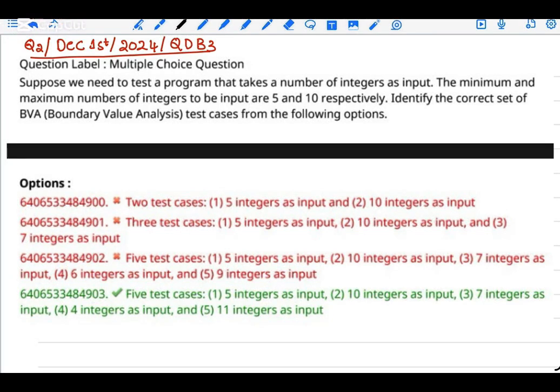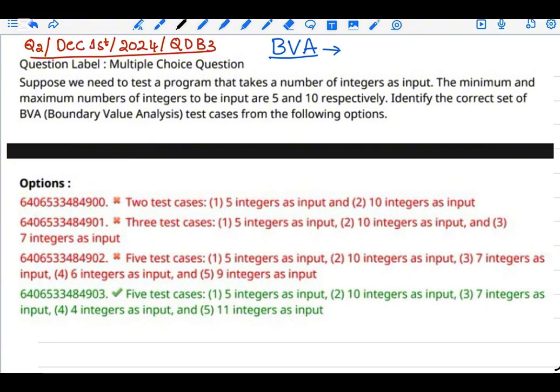Friends, this question is from the ST-Quiz2 December 1st 2024 question paper, QDB3. This question is related to BVA, that is boundary value analysis. This is related to test cases.